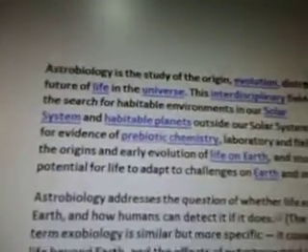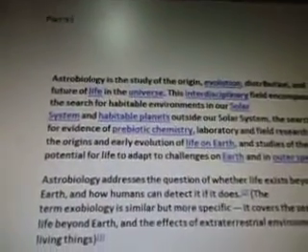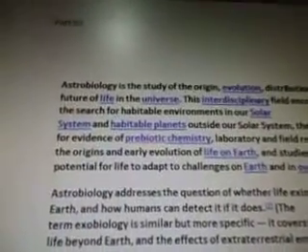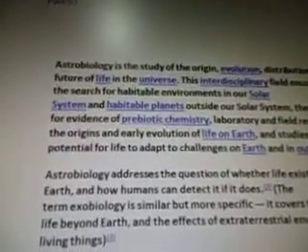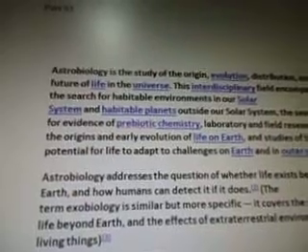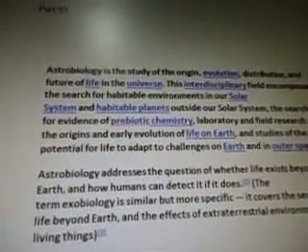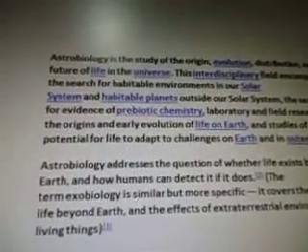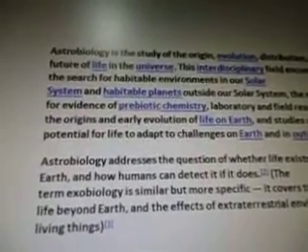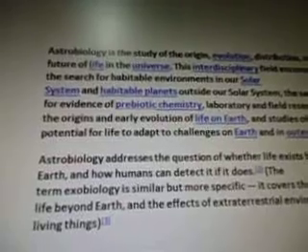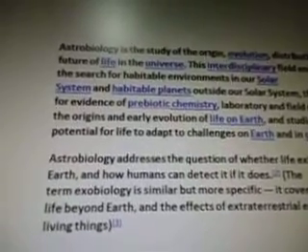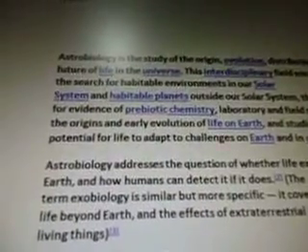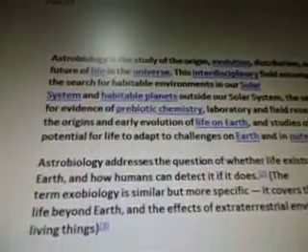So astrobiology is the study of the origin, evolution, distribution, and future of life in the universe. The interdisciplinary field encompasses the search for habitable environments in our solar system and habitable planets outside of our solar system. The search for evidence of prebiotic chemistry, laboratory and field research into the origins and early evolution of life on Earth, and studies of the potential for life to adapt to challenges on Earth and in outer space.